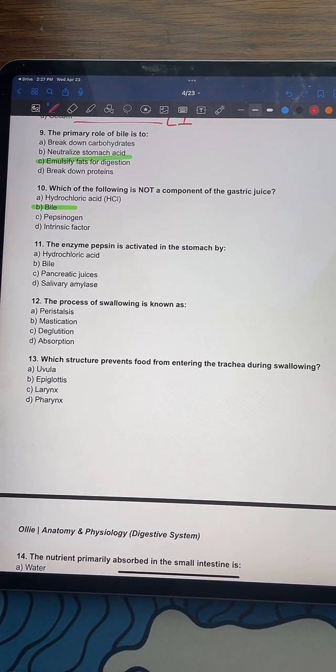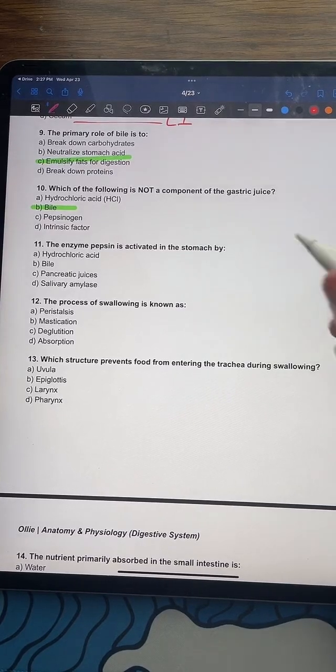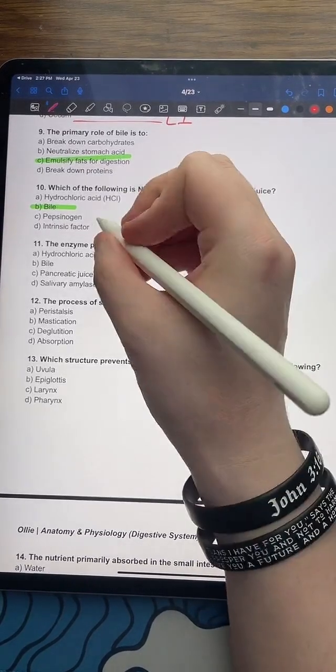And then the intrinsic factor is also secreted by parietal cells, and it's going to essentially be helpful when it comes to absorbing B12 in the small intestine.